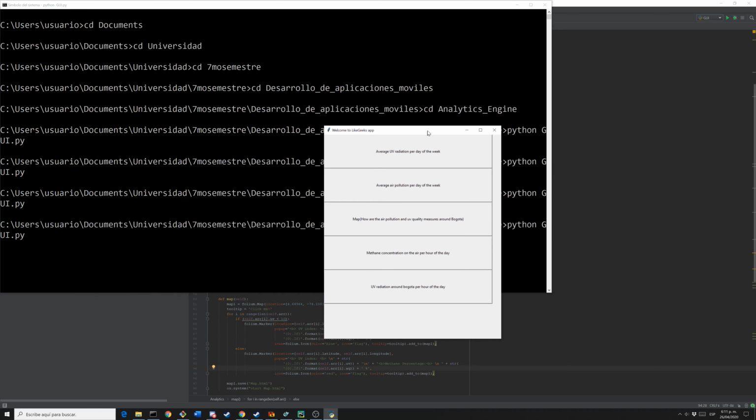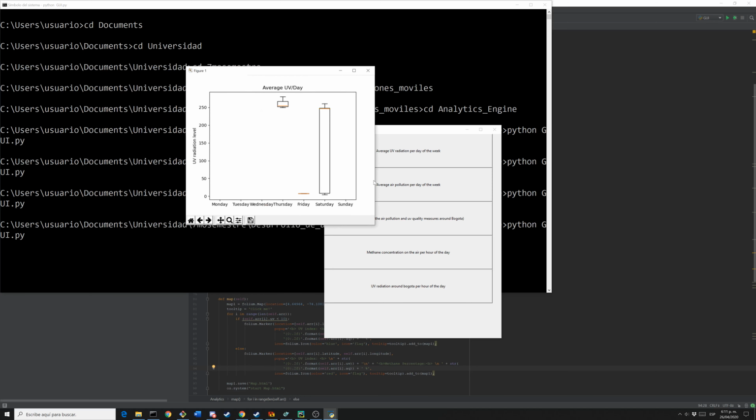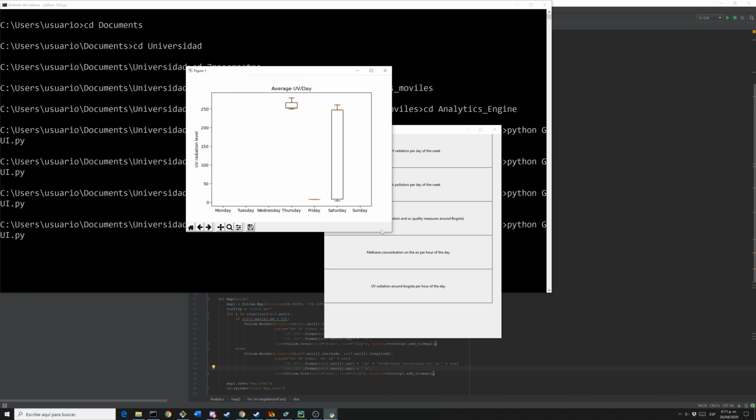So if we run the analytics engine, we get this user interface, with each one of the business questions. First, we want to know the average UV radiation per day of the week. So we get this visualization with box plots that shows how the data was distributed on Thursday, on Friday, on Saturday, each day of the week, and they tell us the average and how the data was distributed.